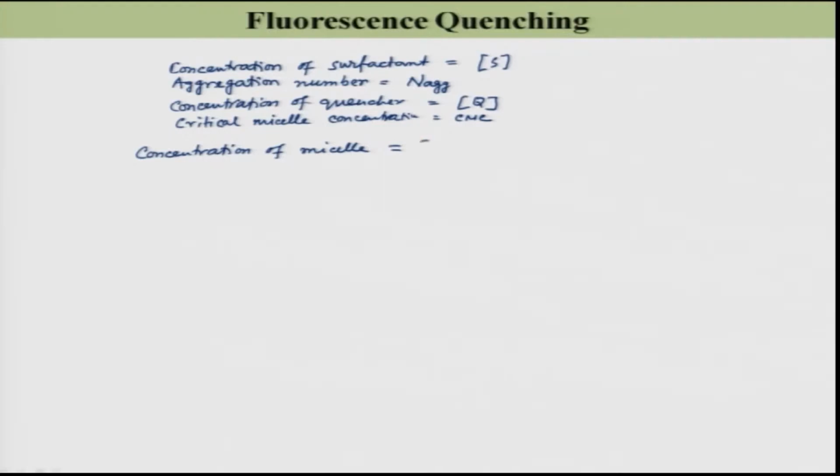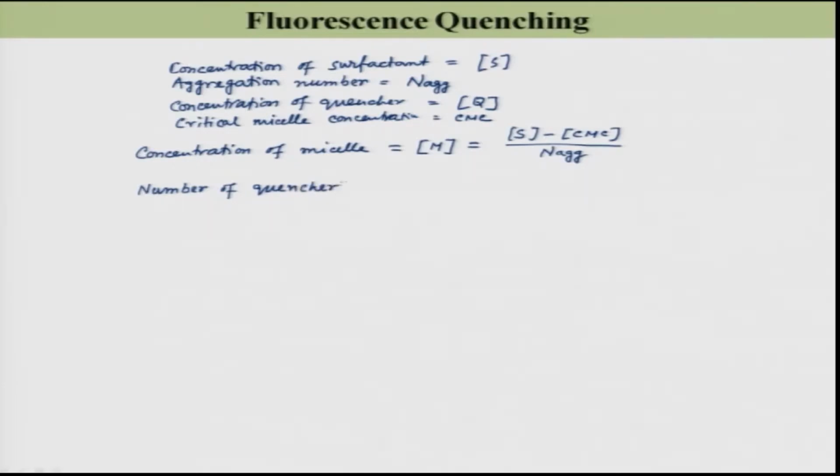This will be equal to, let us represent this as M, the concentration of surfactant minus the CMC value, because only after CMC the surfactant will form the micelle, and divided by the aggregation number, that means N AGG, right.